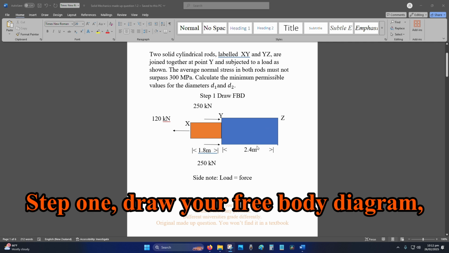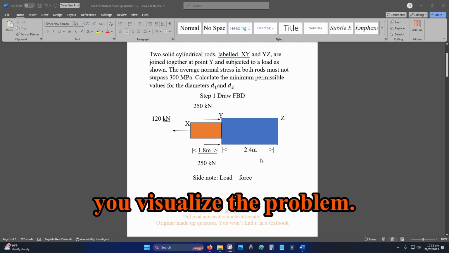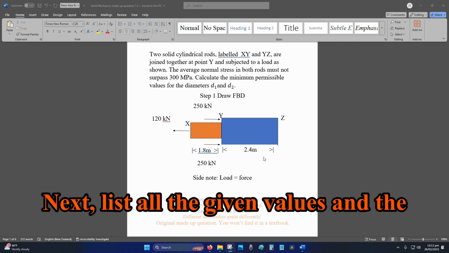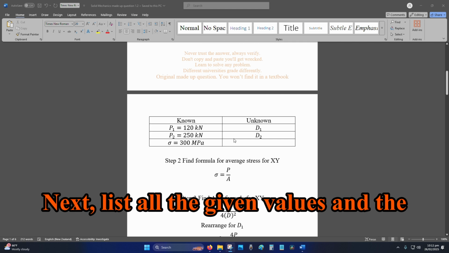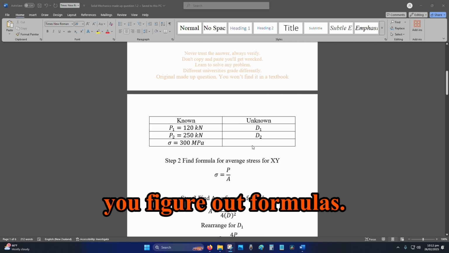Step 1, draw your free body diagram, your FBD. This will help you visualize the problem. Next, list all the given values and the unknowns. This will help you figure out formulas.